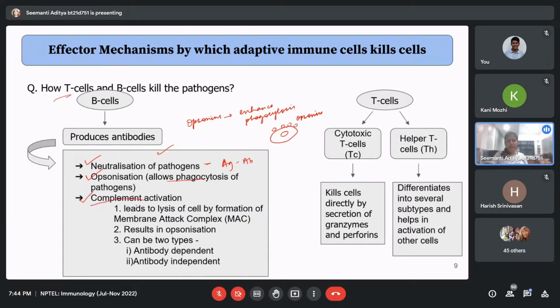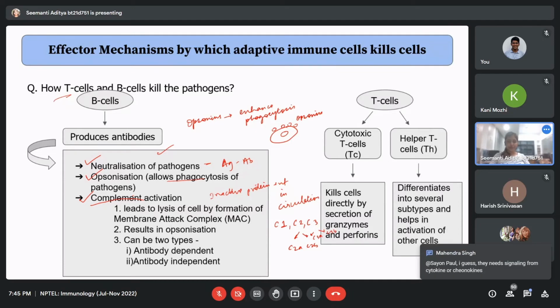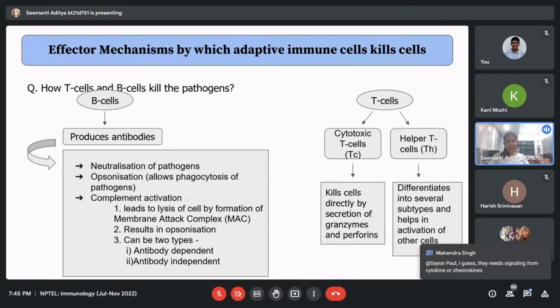Now, complement activation, we are talking about complement proteins, and these are very important. There will be lectures wholly based on complement activation. It's a very important part of the innate immune system. So what are complement proteins in brief? Complement proteins are inactive proteins present in the circulation. During any kind of infection, these complement proteins get cleaved. Suppose there is complement protein 1, complement protein 2, complement protein 3. These get cleaved into different subunits, C3a, C3b, etc.